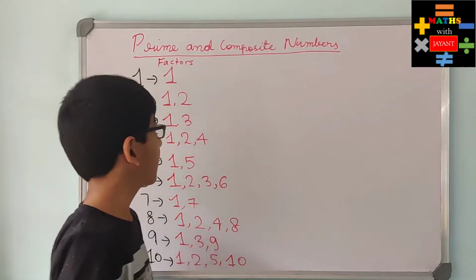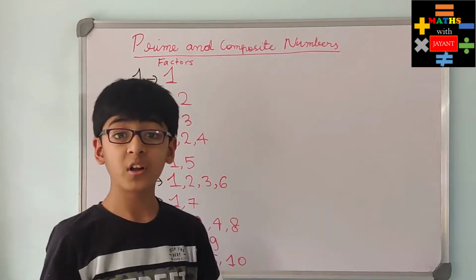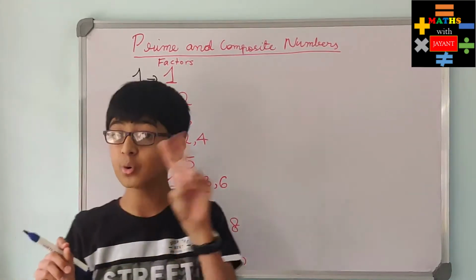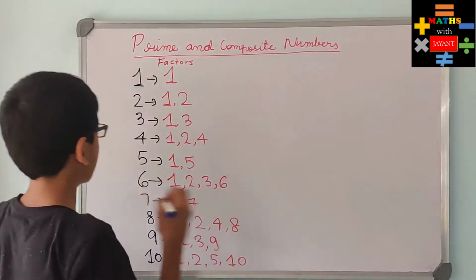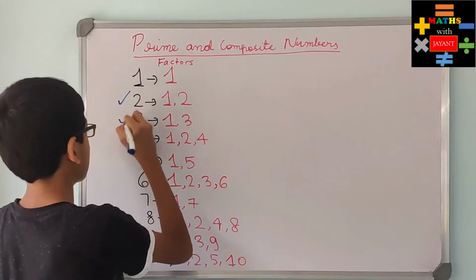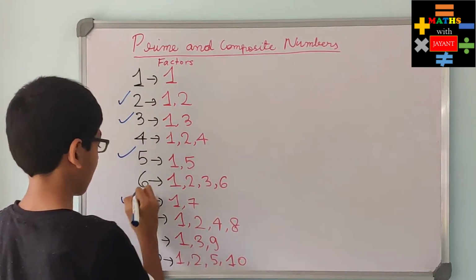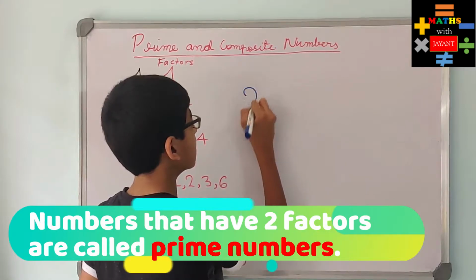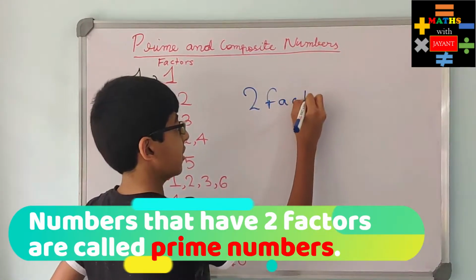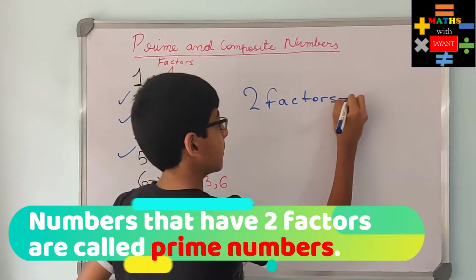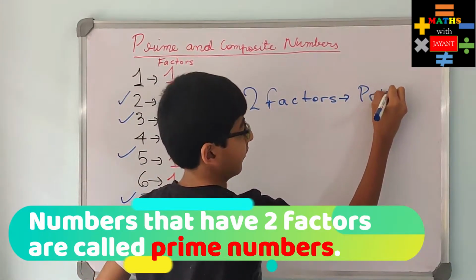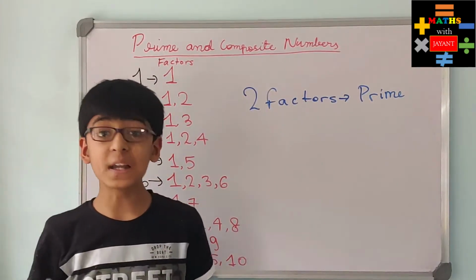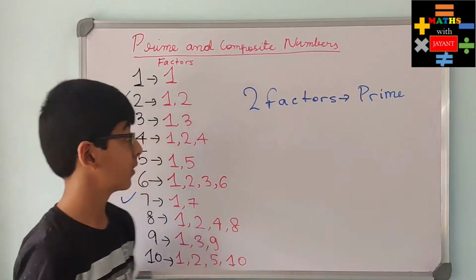So now let's see, which numbers are numbers that have only 2 factors? Some numbers like that are 2, 3, 5 and 7. So numbers that have only 2 factors are called the prime numbers. So they are the numbers that have only 2 factors.